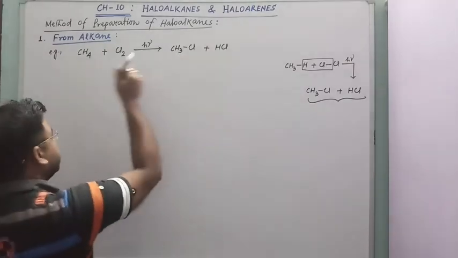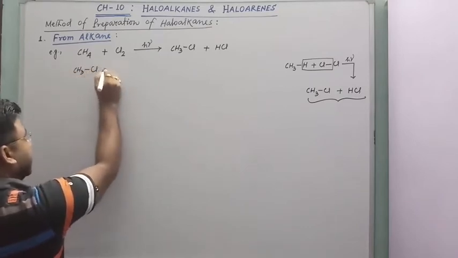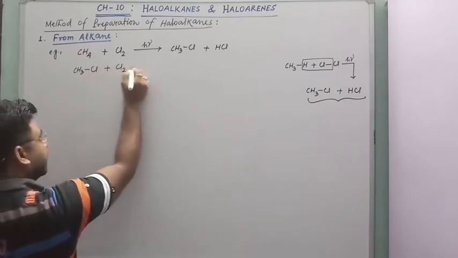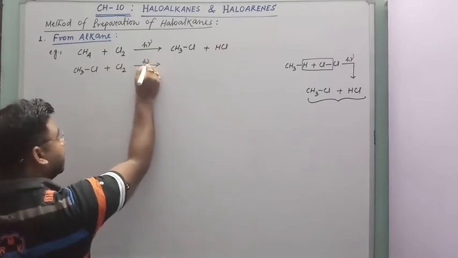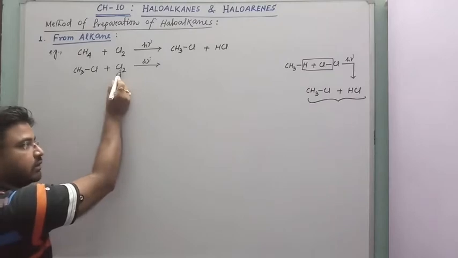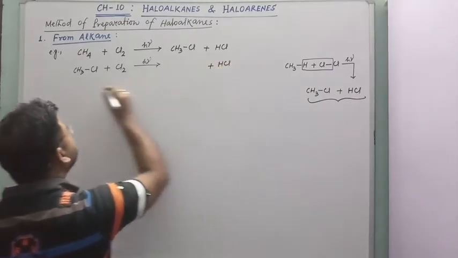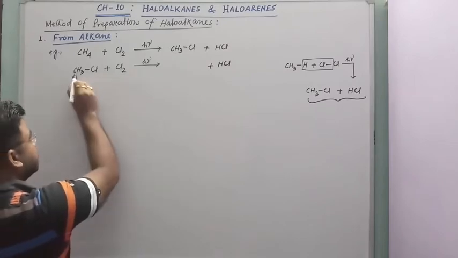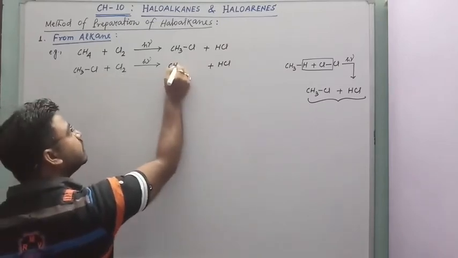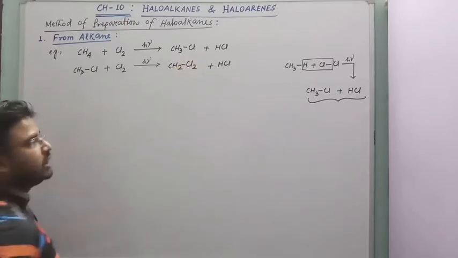Now this monohalogen derivative CH3Cl again reacts with chlorine in presence of sunlight. So again one hydrogen and one chlorine come out as HCl. One hydrogen and one chlorine. So here we have CH2Cl and another Cl, CH2Cl2, dichloromethane.